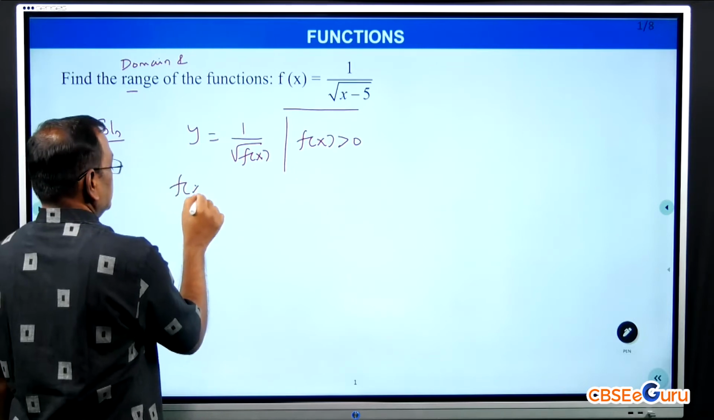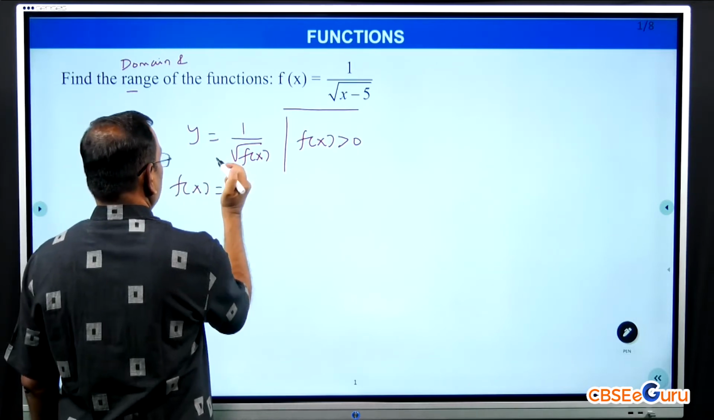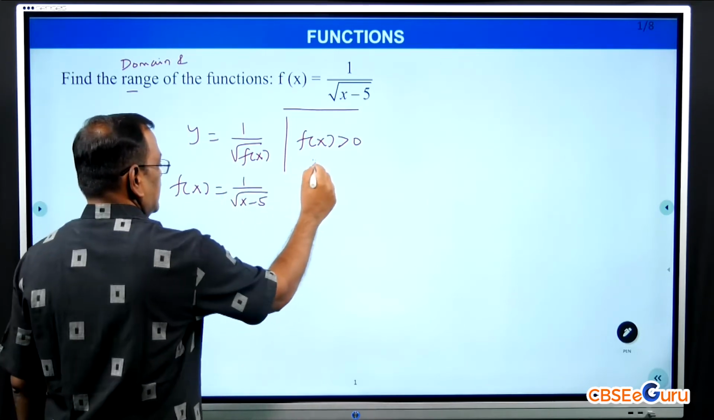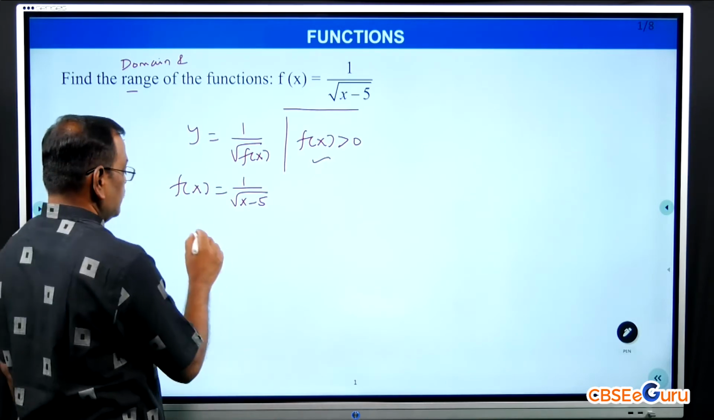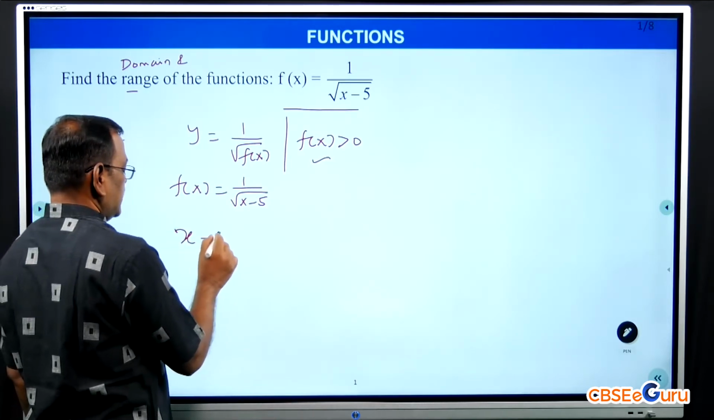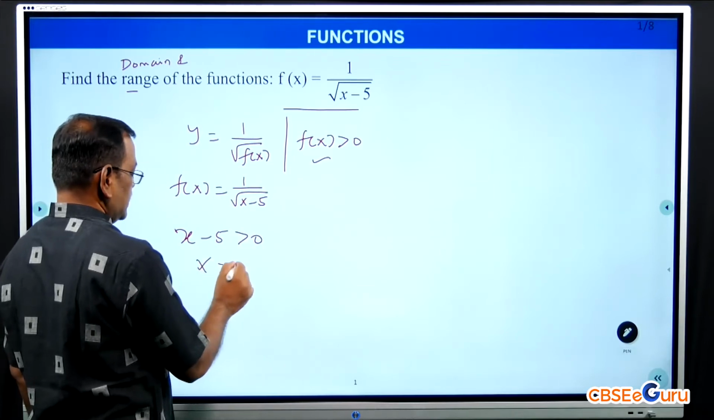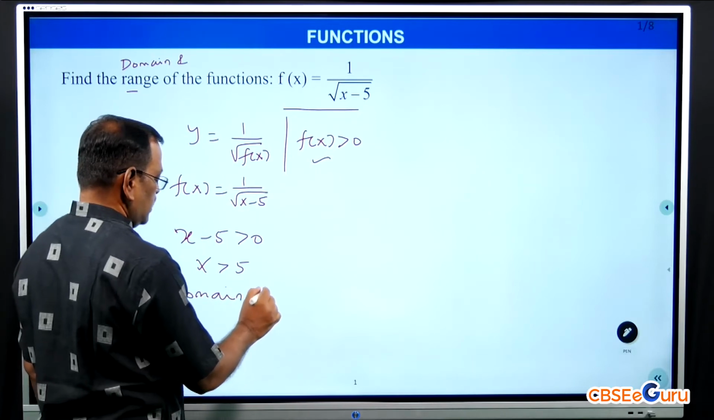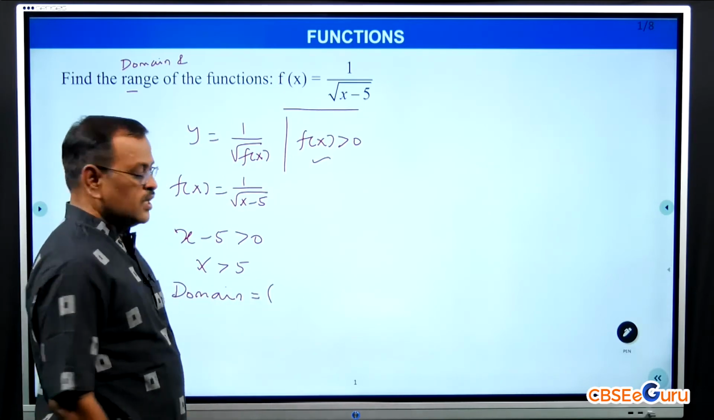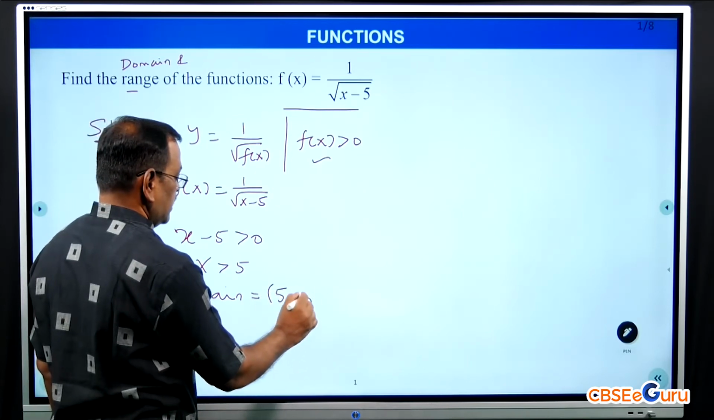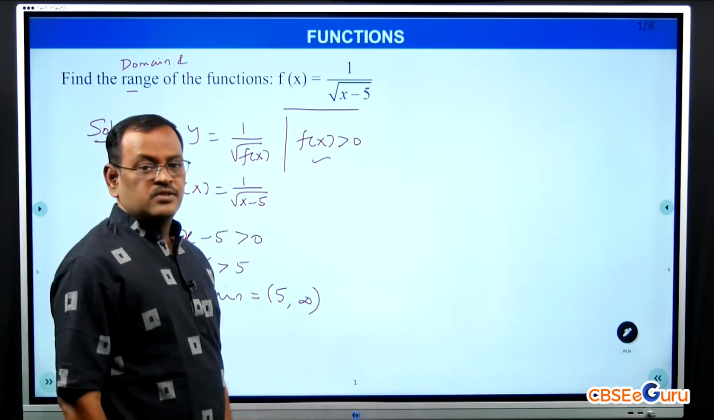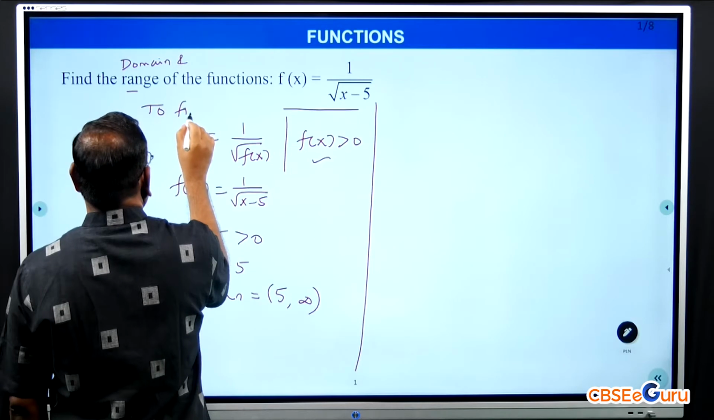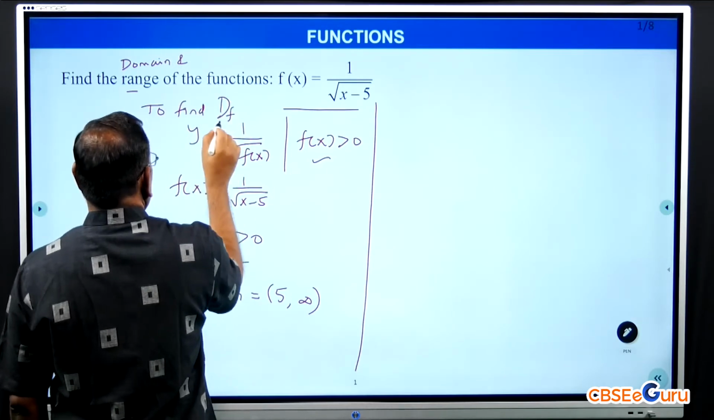f of x equal to 1 by square root of x minus 5. As per this condition, f of x strictly greater than 0, here x minus 5 strictly greater than 0, x greater than 5. Therefore, domain equal to open interval 5 to infinity. This is the domain of f. To find the domain, hereafter we can use Df, domain of f.